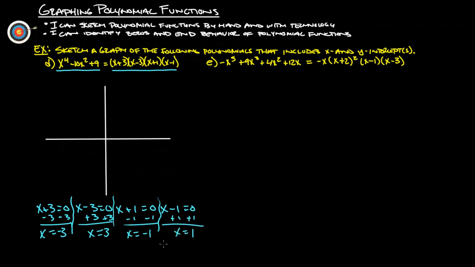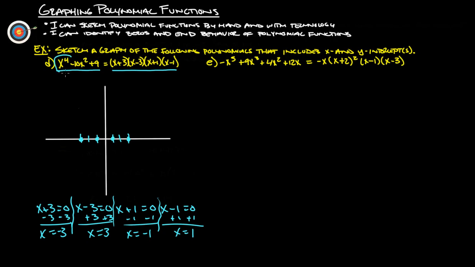Add 1 to both sides. X equals 1. So again, you should eventually get to the point where you're looking at this and saying, oh, that's at negative 3. This one's at positive 3. This one's at negative 1. And this one's at positive 1. Okay, so those are going to be the spots where it intersects.